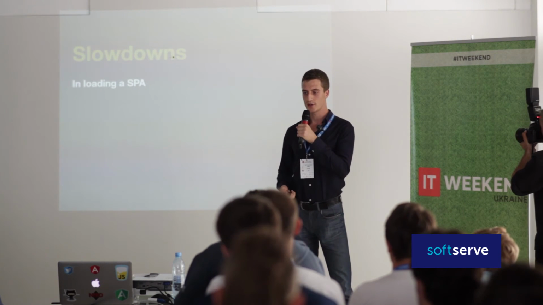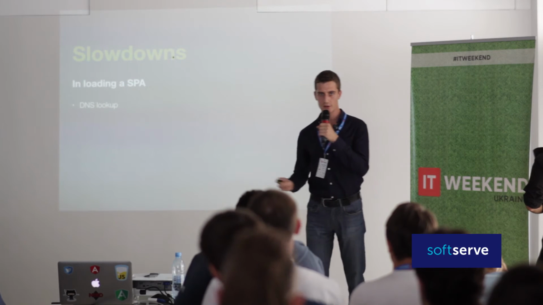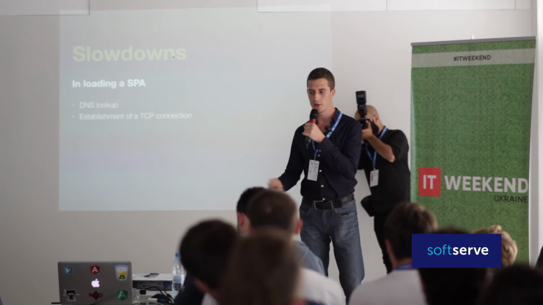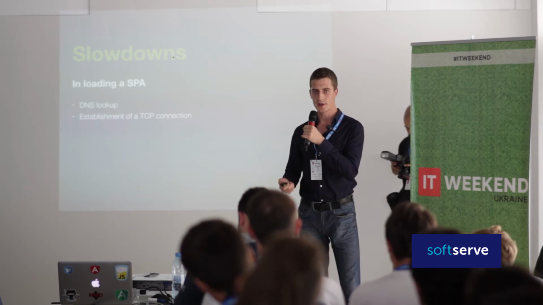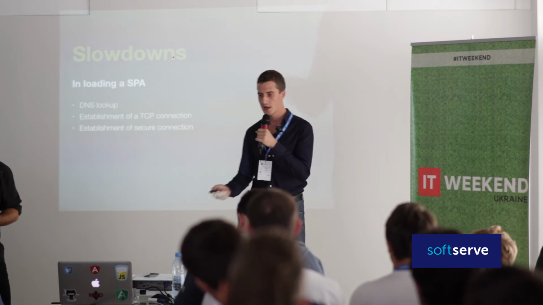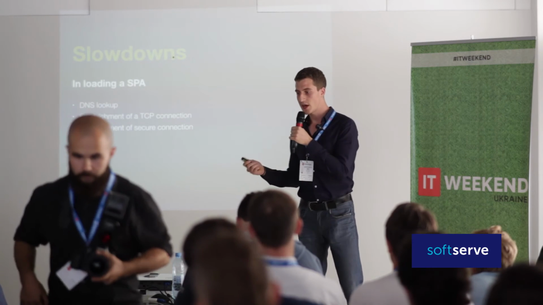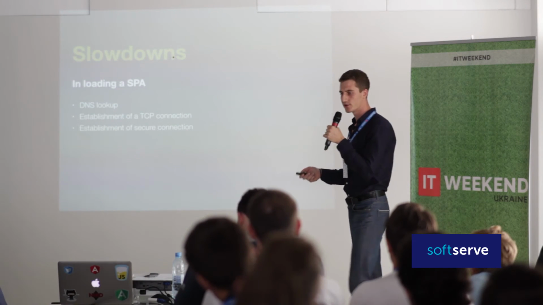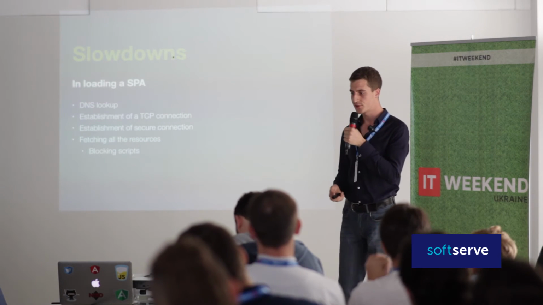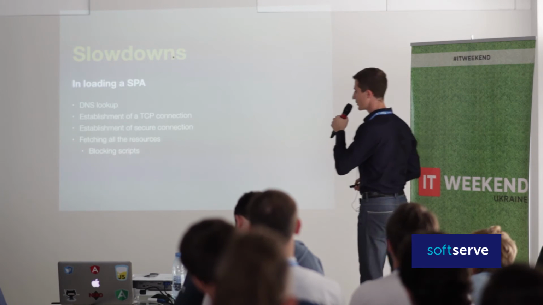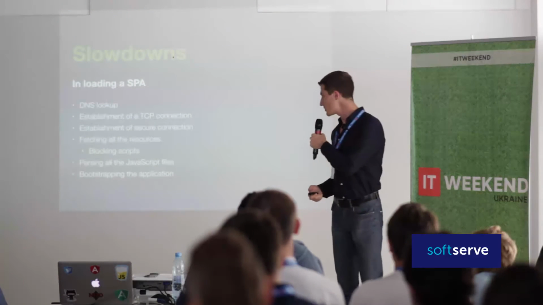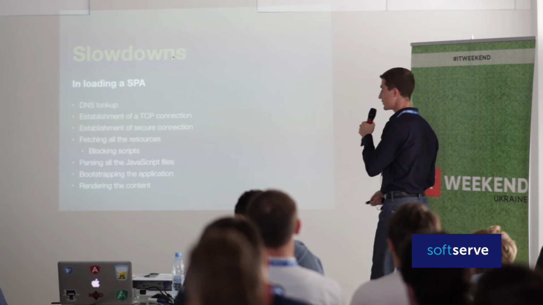Which are the slowdowns in a single-page application? First of all, we have DNS lookup. We need to resolve the IP address from a domain name through UDP. After that, we need to establish a TCP connection. This involves a lot of things like the three-way handshake. It involves the TCP slow start. After that, we need to establish a secure connection. We need to exchange a common secret. After that, we need to fetch all the resources required by our page, which includes blocking scripts. We need to parse all the JavaScript files. We need to bootstrap the application. We need to render the content.